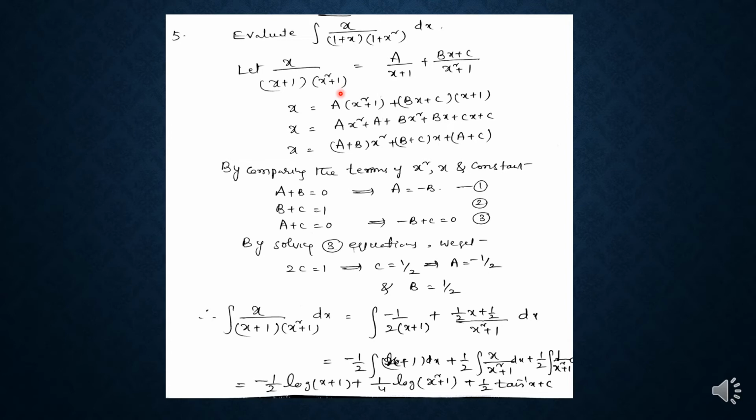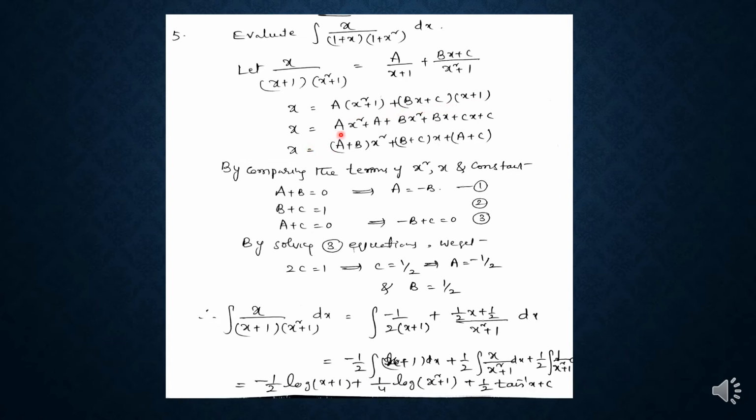So for these factors, we should write the partial fractions as a by x plus 1 plus, for the quadratic factor, we are writing the two terms bx plus c by x square plus 1. Now by taking LCM here, a into x square plus 1 plus bx plus c into x plus 1. By equating the numerators on both sides, we will get x is equal to a into x square plus 1 plus bx plus c into x plus 1.